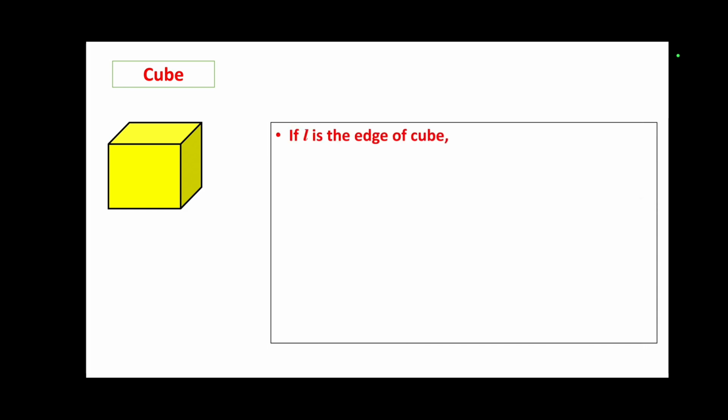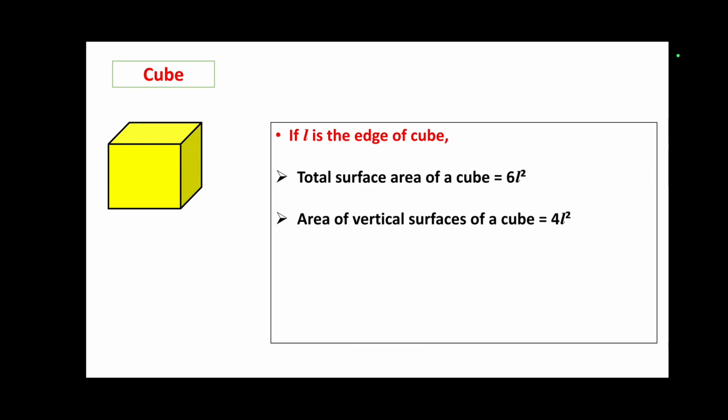The second shape is the cube. A cube is like a square but it is a 3-dimensional shape. Here the length, breadth and height are all equal. So we consider the edge L. L is the edge of a cube. The total surface area of a cube is 6L square because we consider 6 faces. The area of the vertical surface of a cube is 4L square. Here we consider 4 faces. The volume of a cube is L cube.